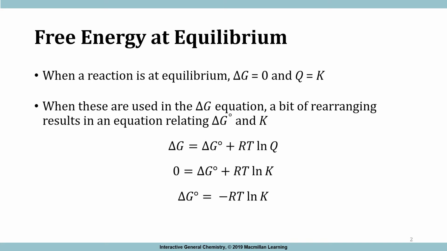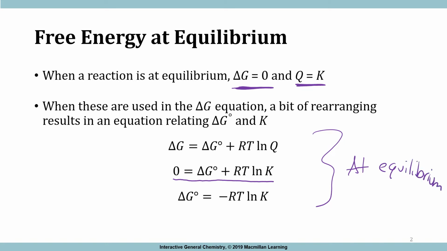So when a reaction is at equilibrium, our delta G is equal to 0 and our Q is equal to K. So when these are used in the delta G equation, a bit of rearranging results in a different equation. So if we set delta G equal to 0 and Q equal to K, we can rewrite it to where 0 equals delta G naught at standard conditions plus RT natural log of K. So this, remember, is all at equilibrium.